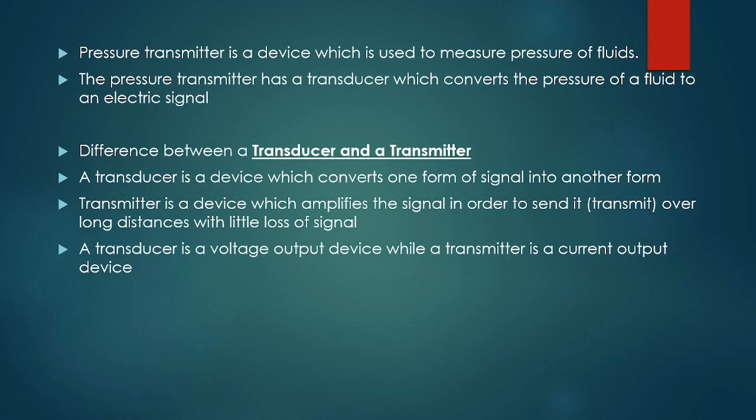Another difference is that a transducer is a voltage output device, whereas a transmitter is a current output device. You will normally get your transducer output in millivolts, whereas your transmitter output will be in milliamps.